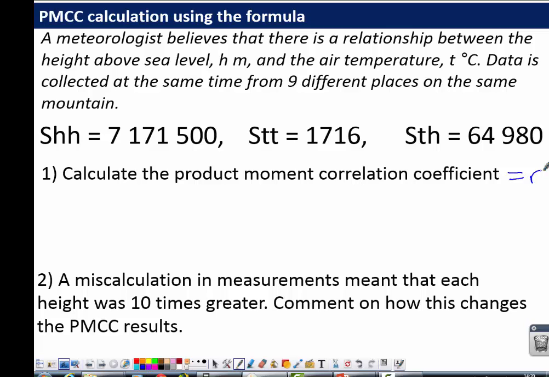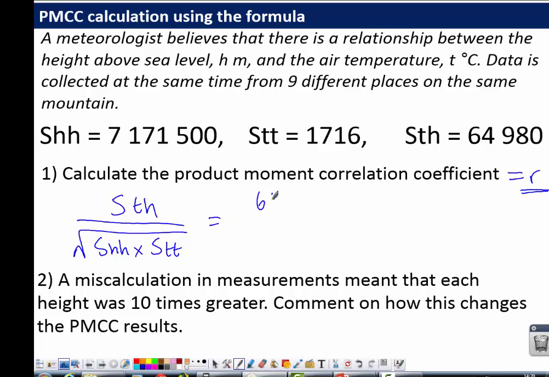Okay, the product moment correlation coefficient is also equal to R. Now, the formula we need for this is STH divided by the square root of SHH multiplied by STT. This is the alternate method to calculating the product moment correlation coefficient. You must also be fluent with this as well. So in terms of calculations, we substitute the values in.